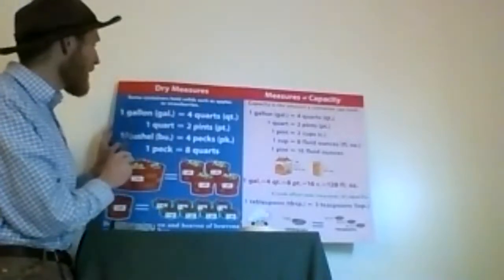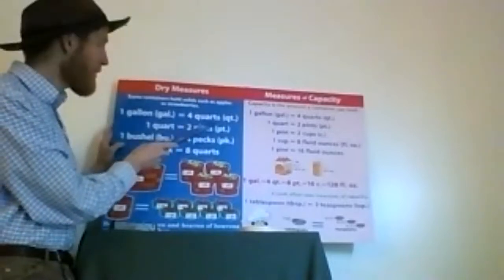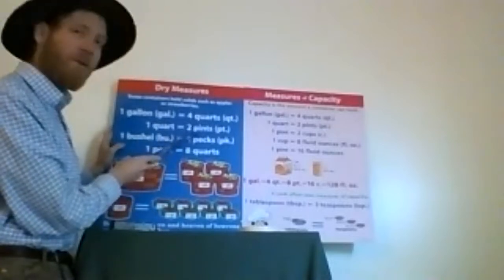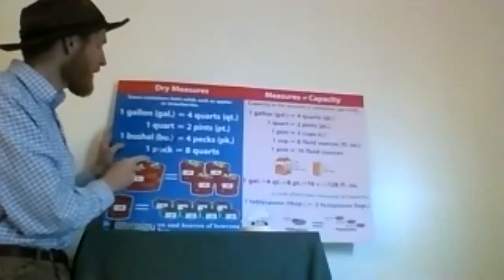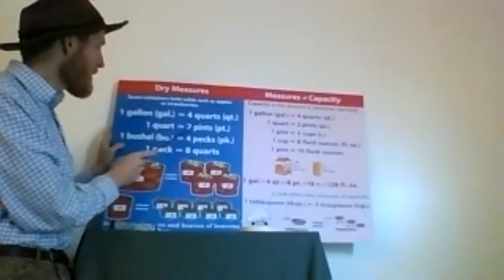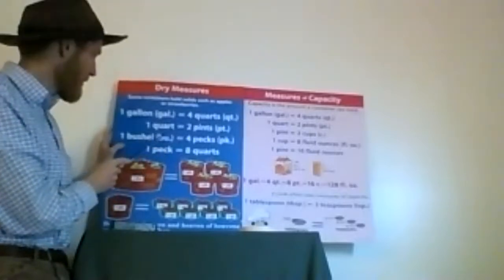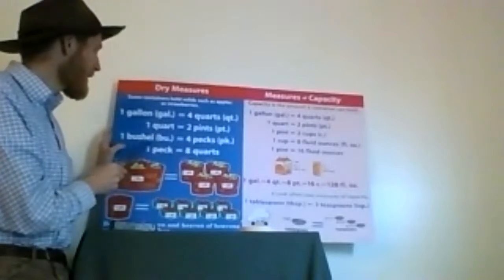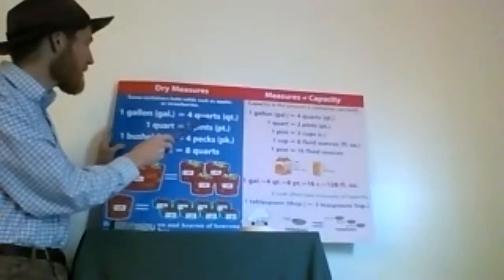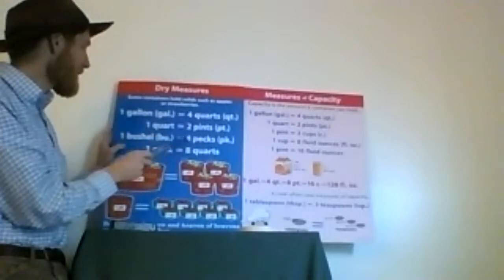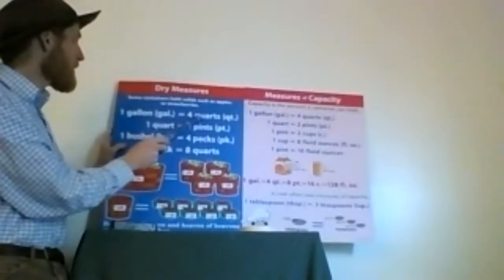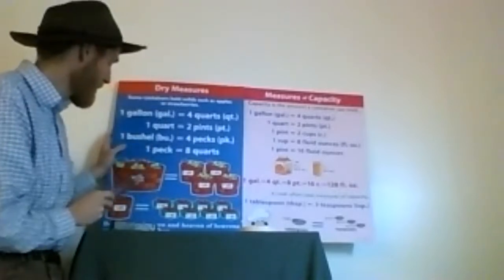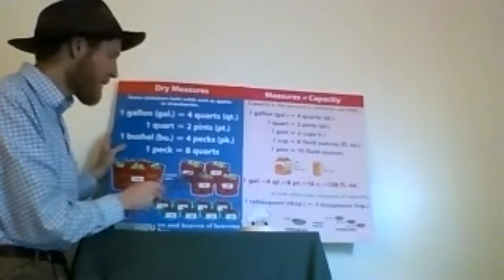All right, so 1 gallon equals 4 quarts. I think you do know that one. 1 quart equals 2 pints, so twice as many pints as quarts. Here's the one: 4 pecks in a bushel. Think of it just like there's 4 quarts in a gallon, 4 pecks in a bushel. So quarts are to gallon as pecks are to a bushel. For a bushel, think of the 4 big pecks.